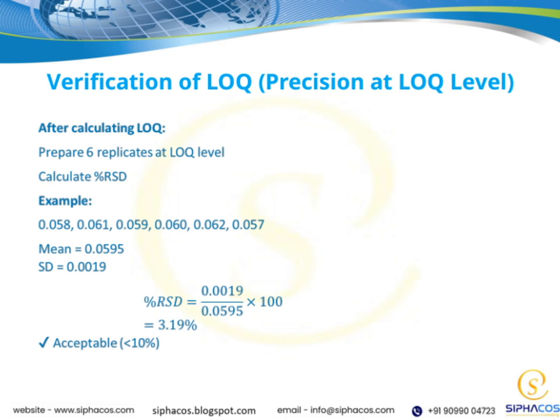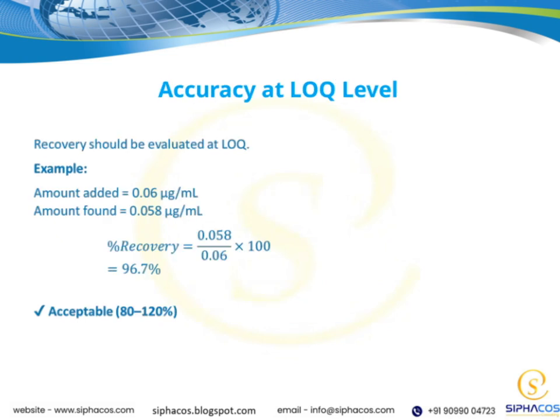Let's talk about accuracy at the LOQ level. When we refer to LOQ, or limit of quantification, we're talking about the smallest amount of a substance that we can reliably measure with confidence. Ensuring accuracy at this level is crucial because it directly impacts the reliability of our results, especially when working with very low concentrations.